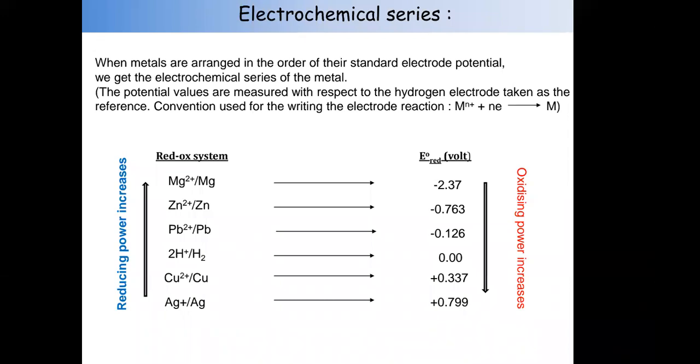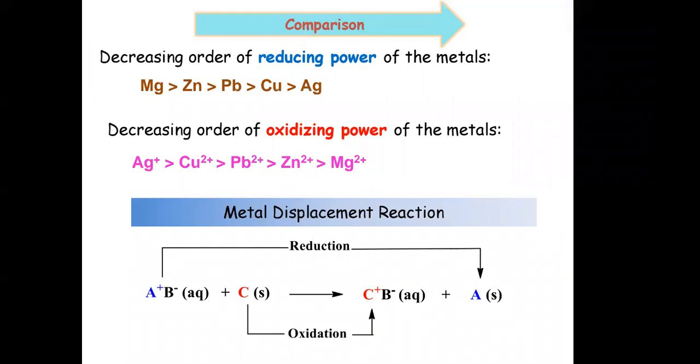Here you see one electrochemical series. This electrochemical series denotes magnesium is the strongest reducing agent among these 5 metals, whereas silver plus is the strongest oxidizing agent among all these 5 metal ions. Here I have arranged these 5 metals in decreasing order of their reducing power, and also arranged the metal ions in decreasing order of oxidizing power.